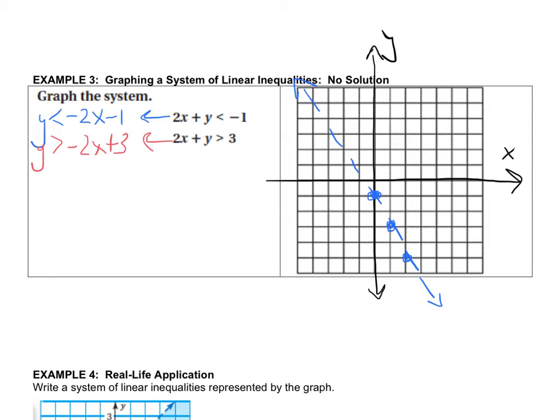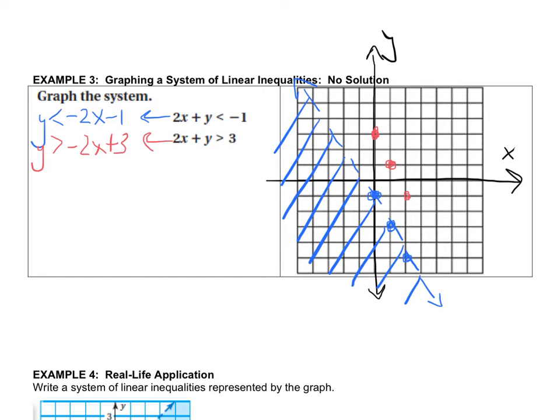And it's saying less than. So if I test 0, 0, I would have 0 is less than negative 1, which is not true. So that would convince me to shade downward. Then I move on to my second equation. Well, this one's y-intercept is at 3. Again, I'm going to come down 2 and forward 1, down 2 and forward 1.